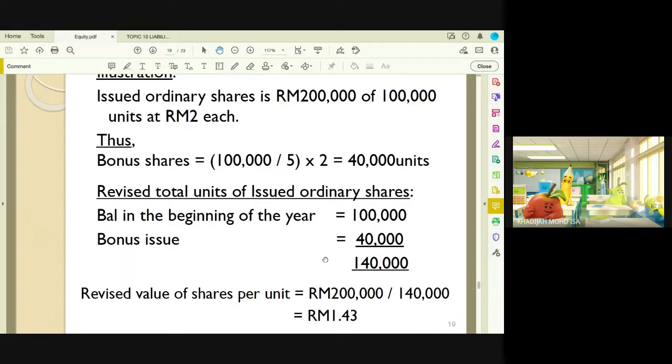The good thing for the shareholders is that they have more units, because for every 5 units they have, they get an additional 2 units. So if you have 10,000, you divide by 5 and times by 2, and that will be the number of units that you get as a bonus.